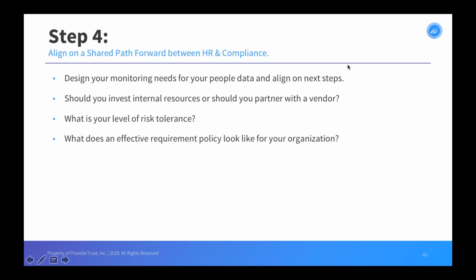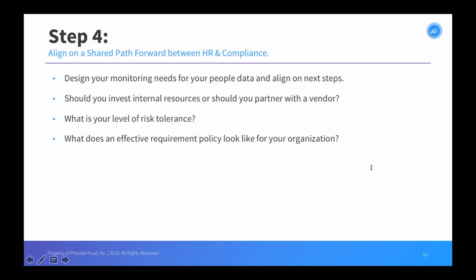And step 4 is really bringing it all together in the alignment between both parties. So as you're looking towards how we are going to improve this process, looking together between HR and compliance, designing your monitoring needs for the people data and the alignment that you have. What are our next steps based on what we've seen in our gap analysis, based on the data that we have available to us? Then ask yourself, do we need to invest in internal resources, or are we at a point now where we probably need to look to a partner to assist us in this process?